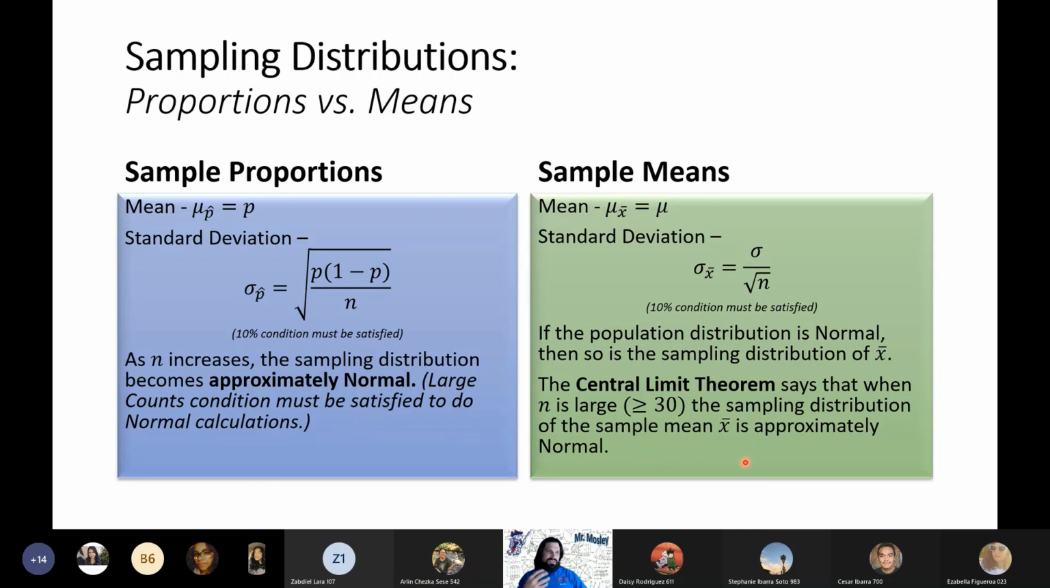So we have these conditions that we need to check as we go along through these calculations. We have the 10% condition for both. And we have the large counts condition for sample proportions and the central limit theorem that we can apply to sample means if our parent population is not normal.